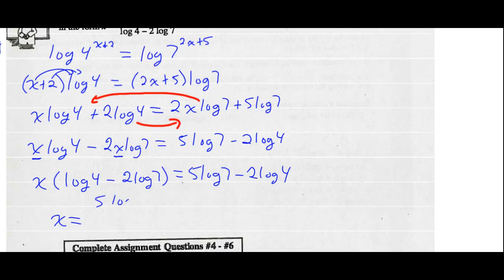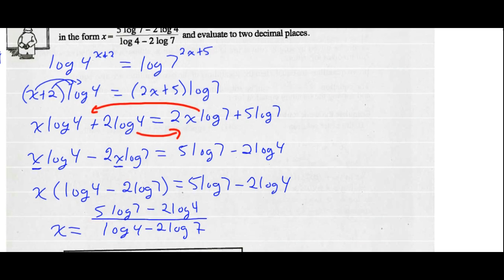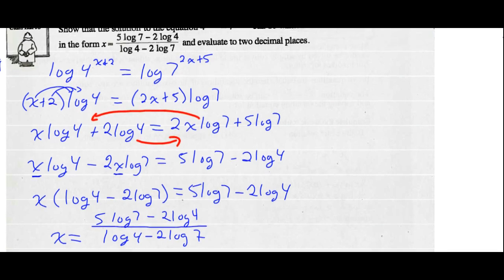So I've got 5 log 7 minus 2 log 4, divided by log 4 minus 2 log 7. And if I look up at the start, that's exactly what we were told to do. Now evaluate this to 2 decimal places.